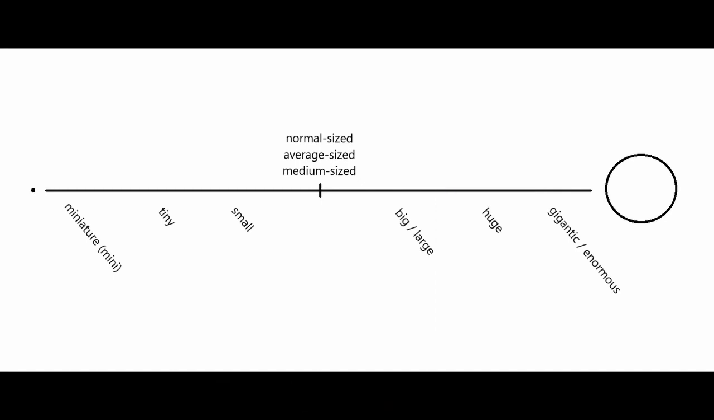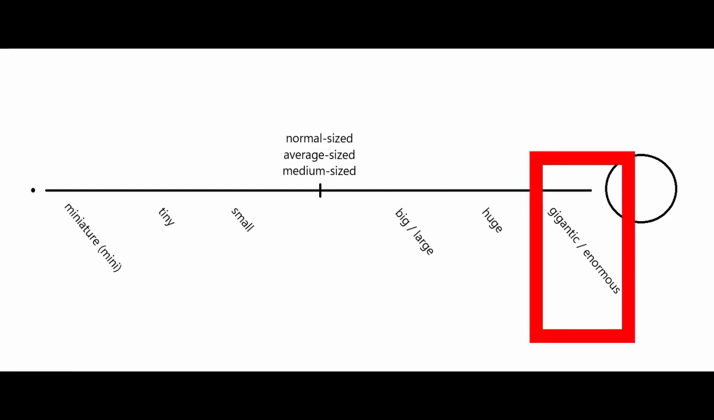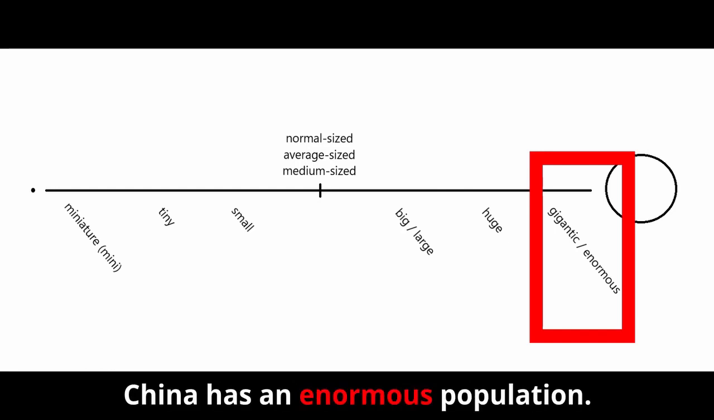Even bigger than huge are the adjectives gigantic and enormous. These adjectives are used for things that are extremely big. Here are a few ways we can use these words. Tokyo is a gigantic city. China has an enormous population.